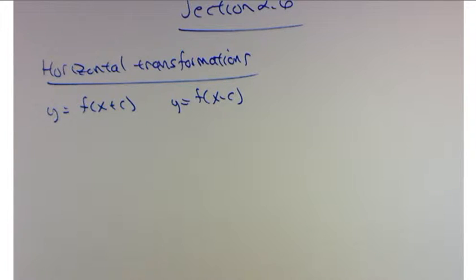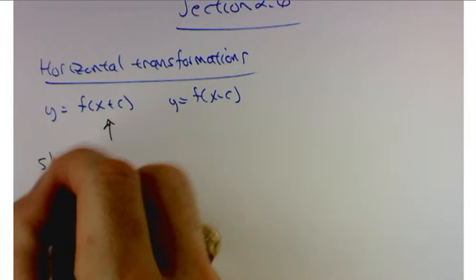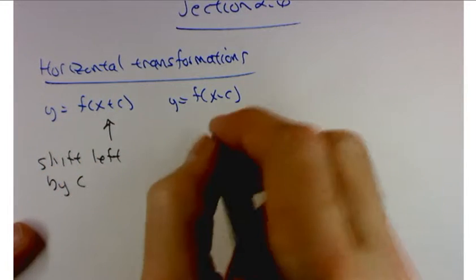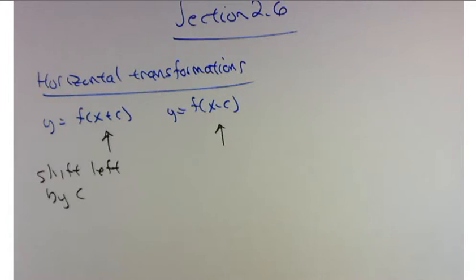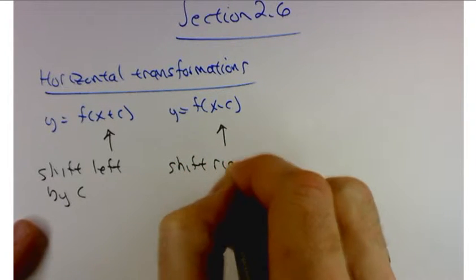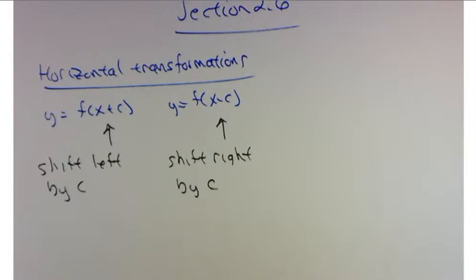And what this refers to is a shift to the left by c units. So shift left by c. What do you think this is going to refer to? Shift to the right by c. And like I said, I think this is new. What's different is the notation. So let's look at a couple of problems here.